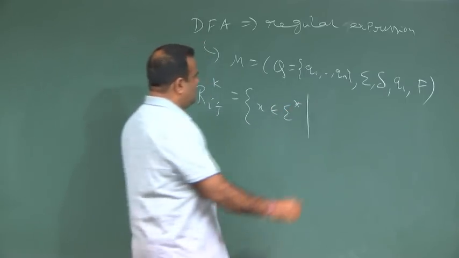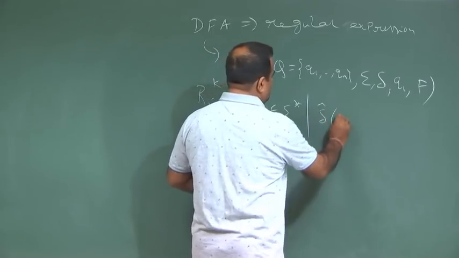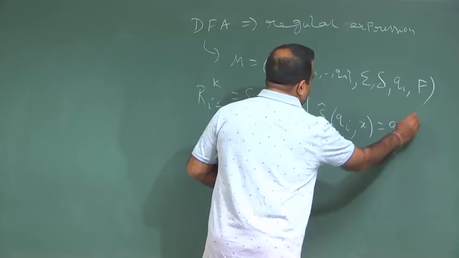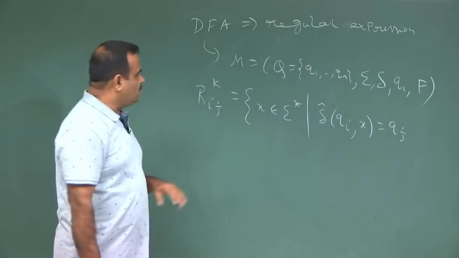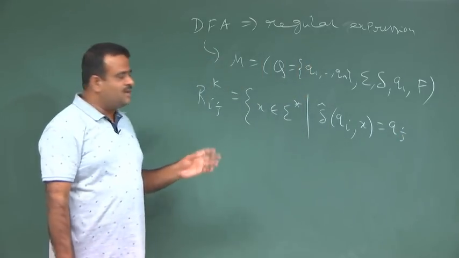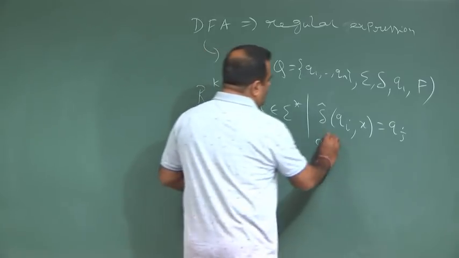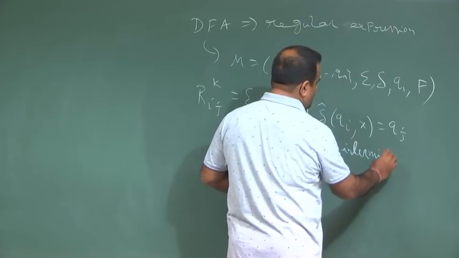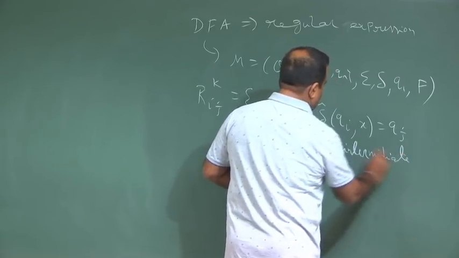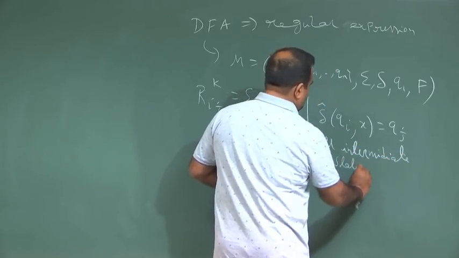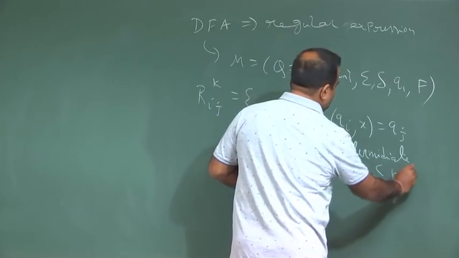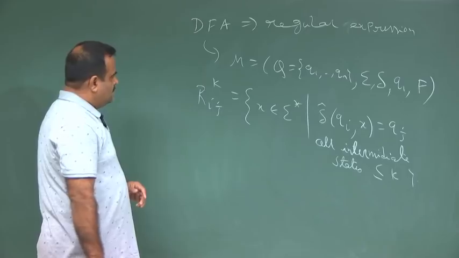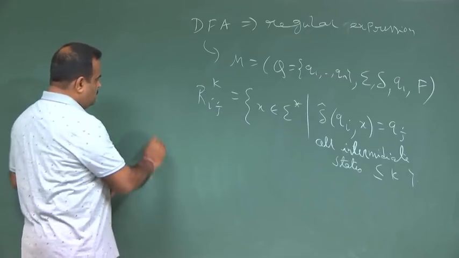such that we start at qi, on reading x we go to qj, and all the intermediate states we visit are less than or equal to k. Okay, this we have seen. Now, we have also proved this recurrence.